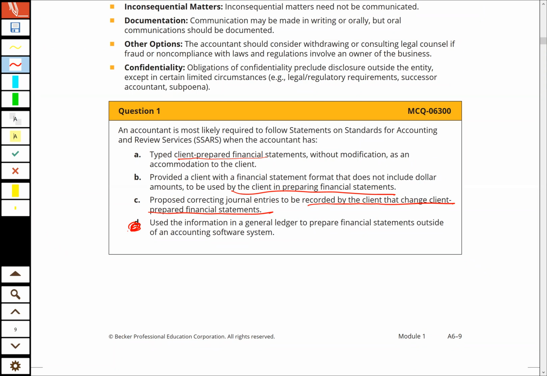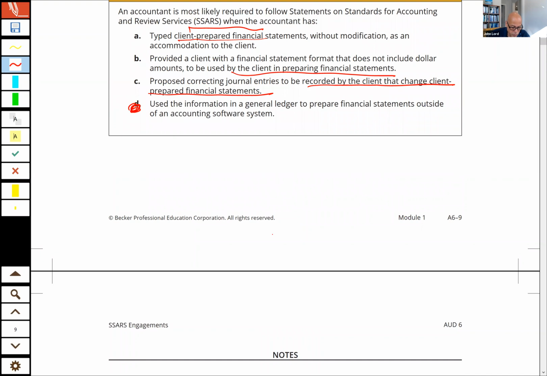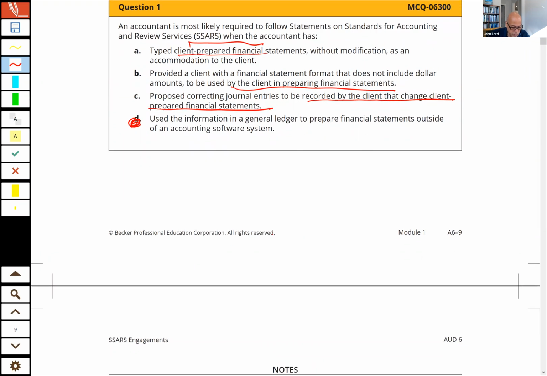D, use information in a general ledger to prepare financial statements outside of an accounting software system. Whatever that means, now we are preparing the financial statements, aren't we? Yes. So the SARS apply? Yes. Okay. All right, guys, stay visual in how you're going through these questions. Don't get sloppy.